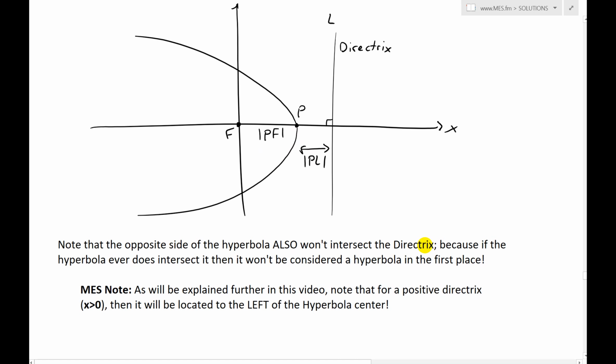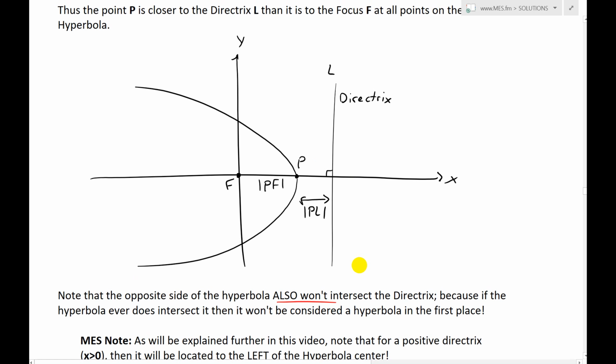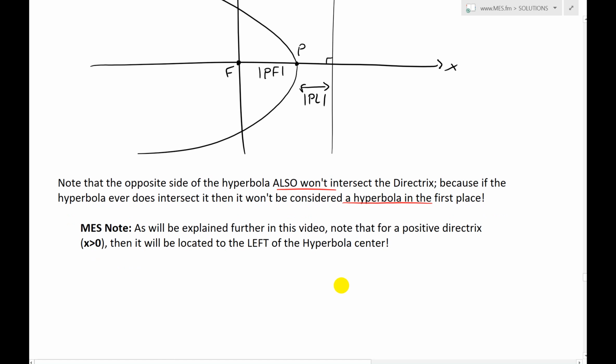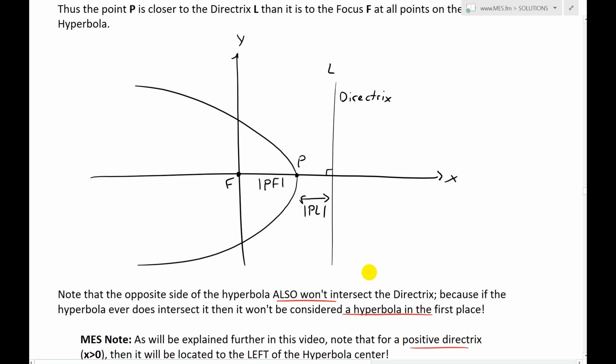And now we have to graph the other side of this hyperbola. First, note that the opposite side of the hyperbola also won't intersect the directrix. As you can see by the definition, it's not going to intersect this one. This is because if the hyperbola ever does intersect it, then it won't be considered a hyperbola in the first place, as I'll draw soon. As will be explained further in this video, note that for a positive directrix, x greater than 0, it will be located to the left of the hyperbola center, and I'll explain. The center of this is going to be here, at (h, 0), and I'll show that later as well.